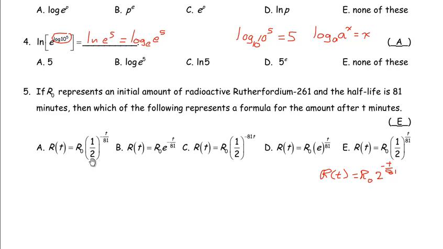This one's kind of close, except notice that I've got the same exponent here, but if this was a 2, then it would be correct. But I have a half there. So E is the correct way to write the formula. But this one would be also correct.